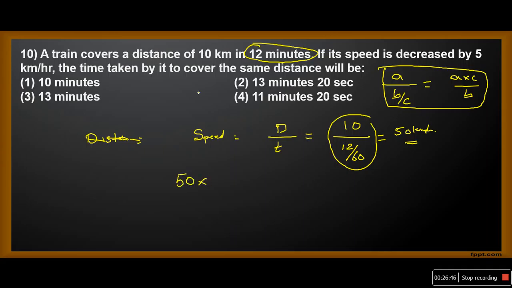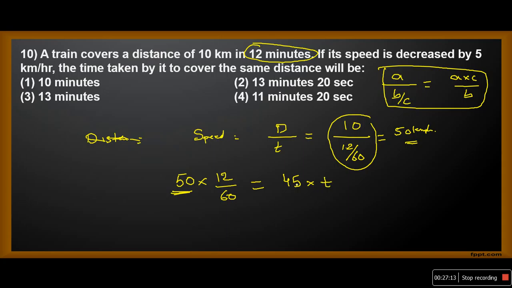The time taken is how much is given? 12 minutes. I am converting to hours. So 12 by 60. If its speed is decreased by 5 km per hour, initially he is traveling at 50 km per hour. Now he is decreasing his speed by 5 km per hour. So 50 minus 5, the new speed will become 45 km per hour. I have to find the value of t.